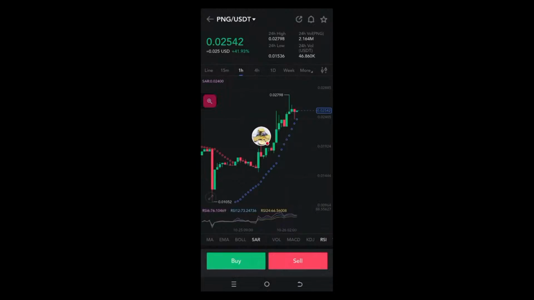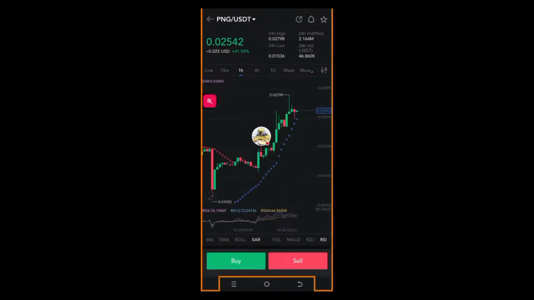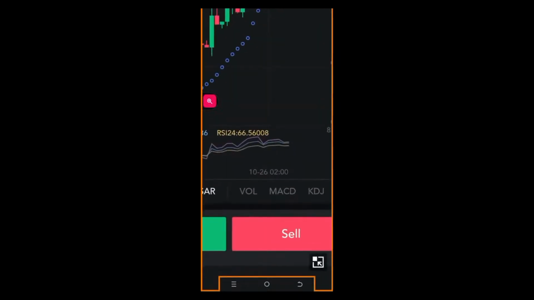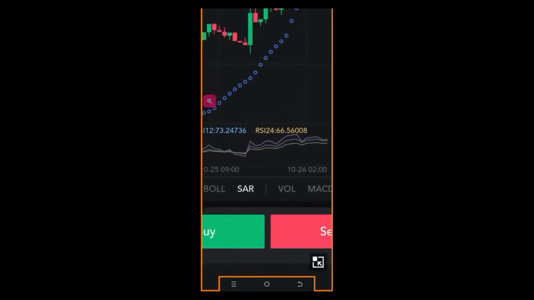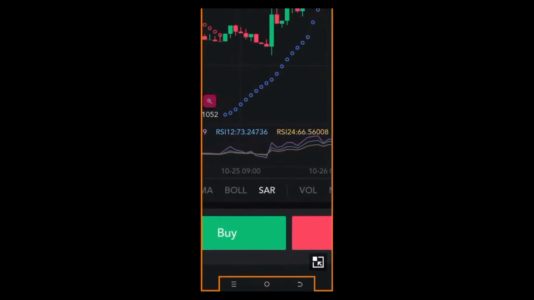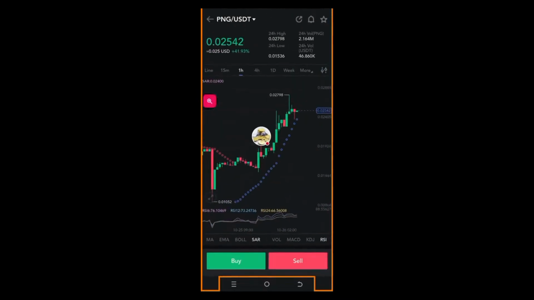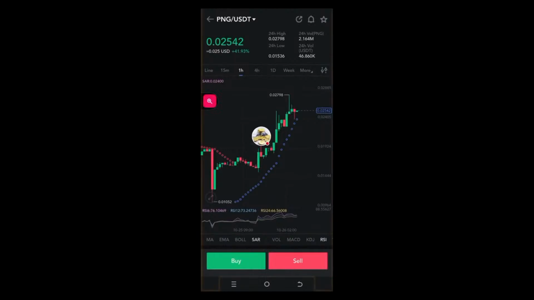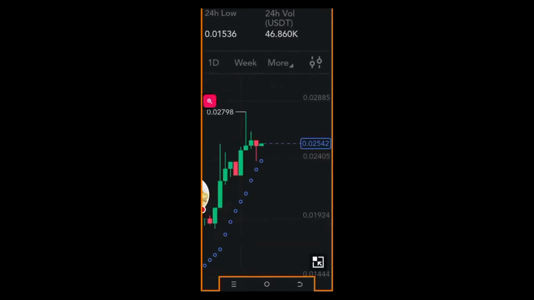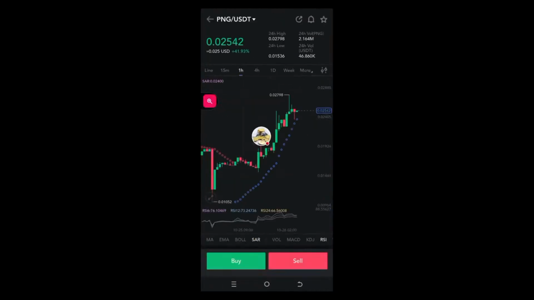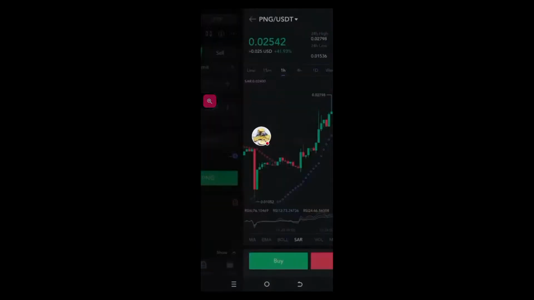Okay, maybe I'll look at this PNG. It looks like it's still in pump mode. And let's check RSI. RSI looks like it's still going up. Okay, let's try this one out. I hope we won't waste too much time here, but it looks like it's still in pump mode. You can see it's still going up. Well, it had a little pullback, but let's hope that this will be good.